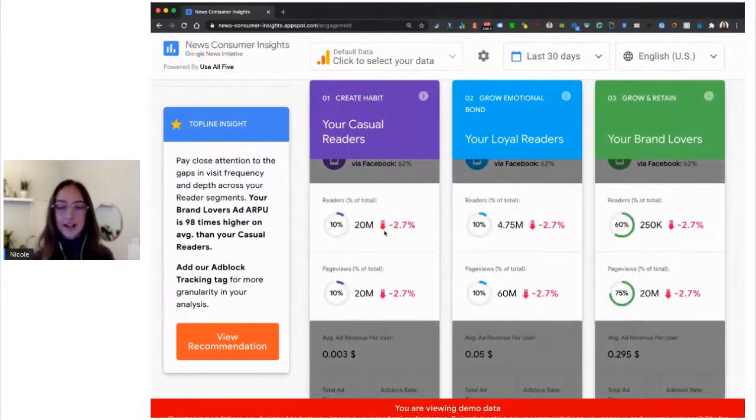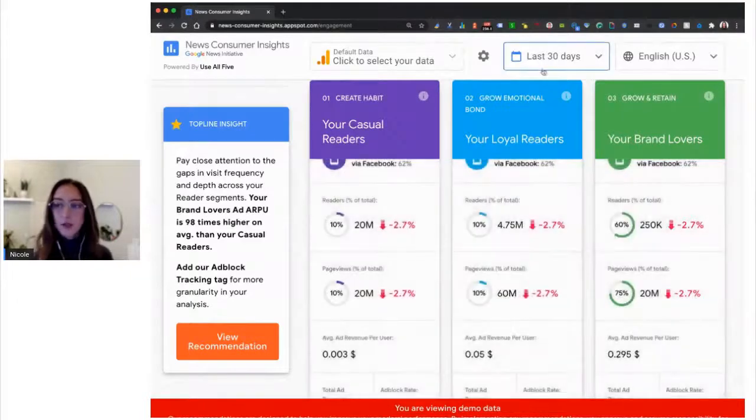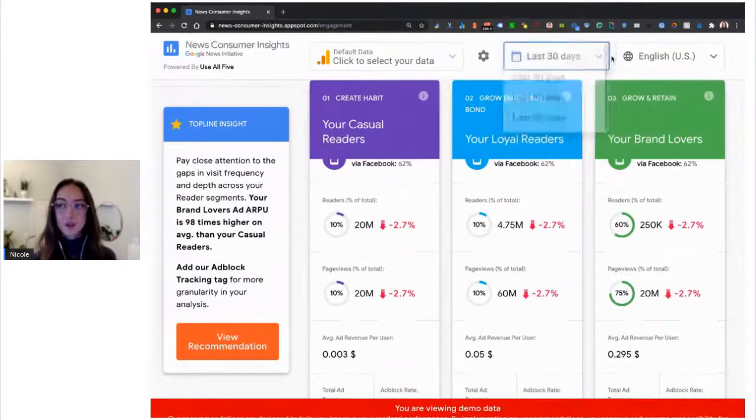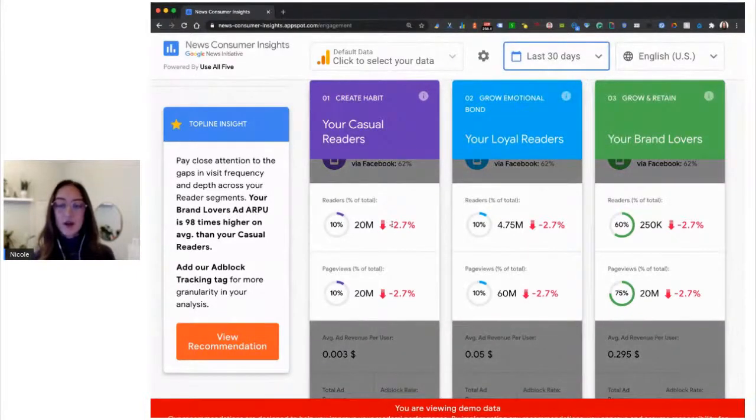The red arrows here also indicate the comparison of your data from the previous month. So up here, we're showing the last 30 days. Now you are able to toggle through and create the last 60 and the last 90 because that was some feedback that we heard from the first time that we created this tool. And what you'll be able to do then is see the comparison from that previous set of data. So we're down 2.7% this month than we were the previous month.